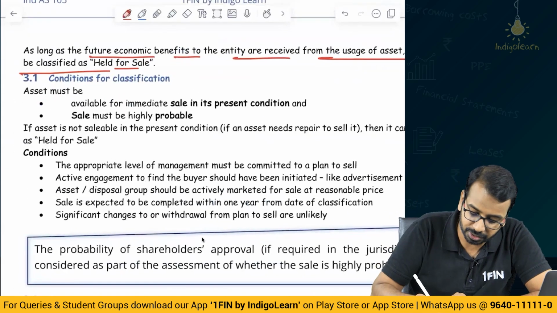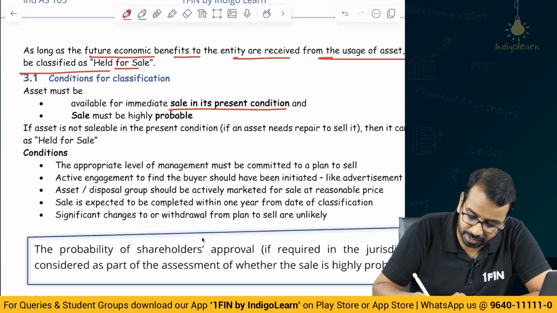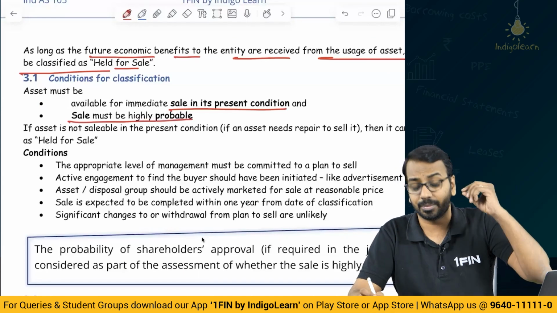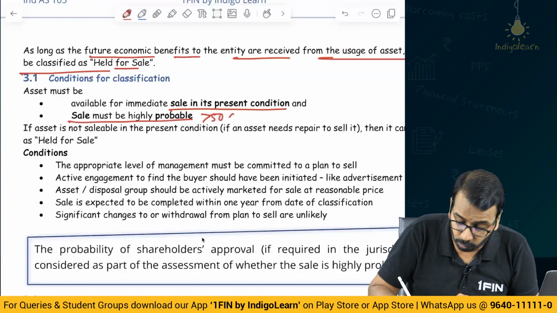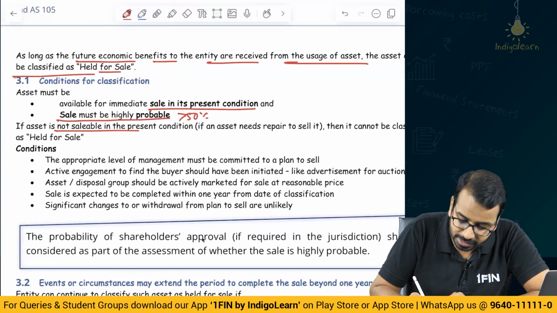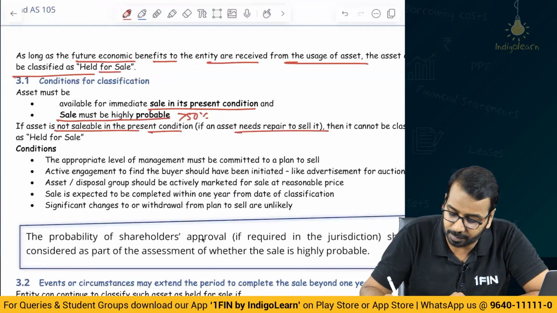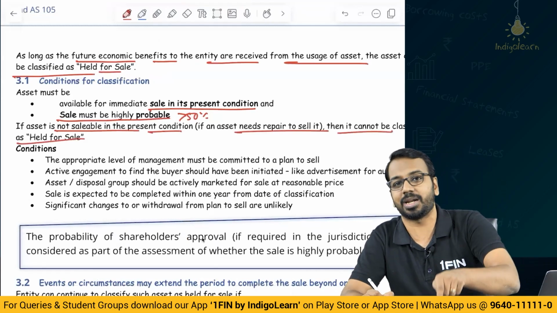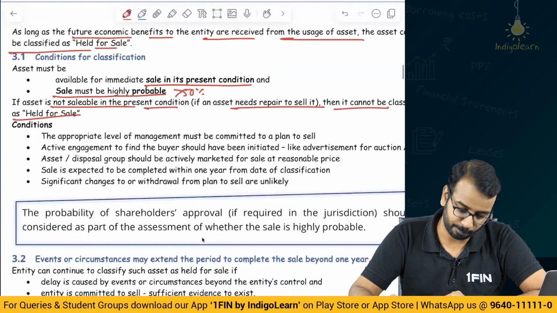Now, two important conditions: it must be saleable in the present condition and sale must be highly probable. Okay, it's not that I am thinking to sell, I am saying sale must be highly probable, more than 50% probability. If the asset is not saleable in the present condition, that is if you need repair or something, then it cannot be classified as held for sale. You repair it and then you classify it as held for sale.